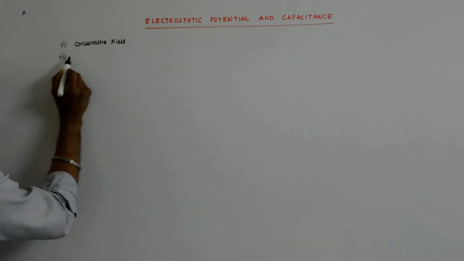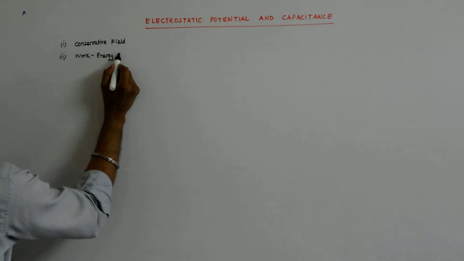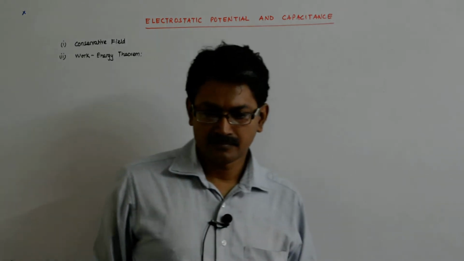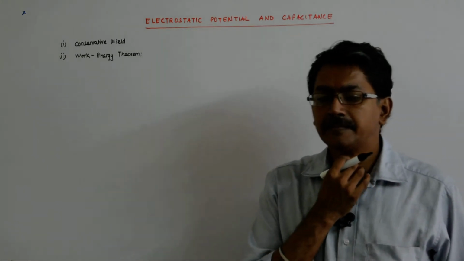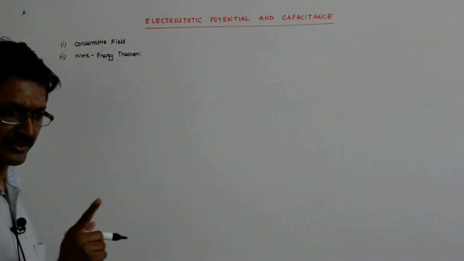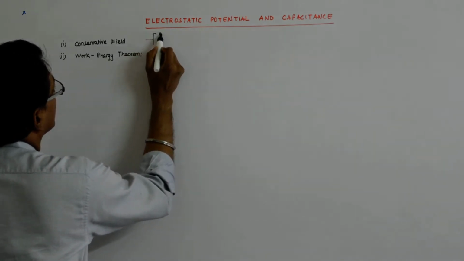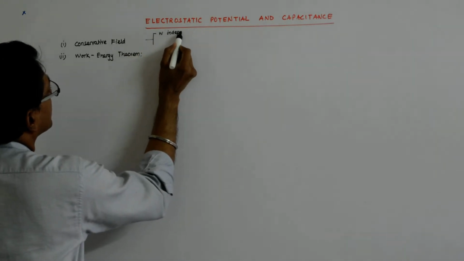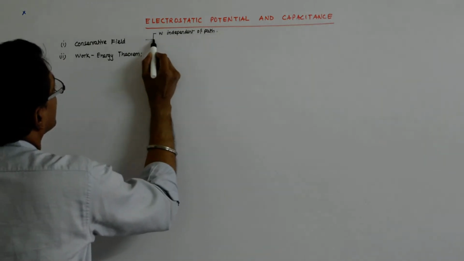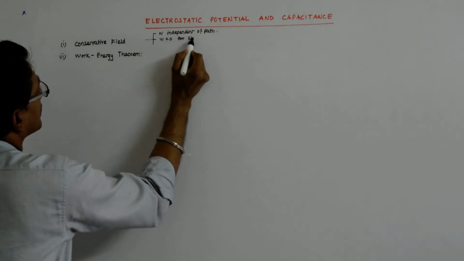The second concept is that of the work energy theorem. Now, what does it say? Now, conservative field, we had seen three things, right? We had seen that W is independent of path. That is number one. The second was W is equal to 0 for closed loops.